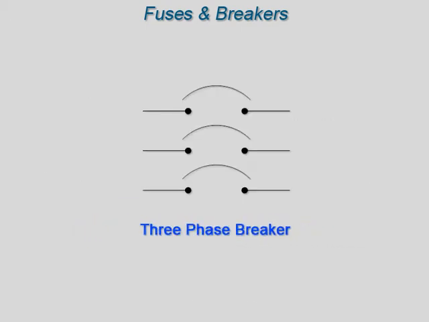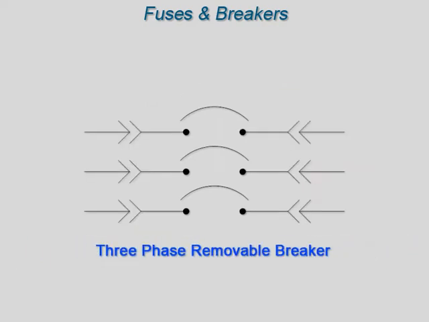When fuses, breakers, or switches are used in three-phase systems, the three-phase symbol combines the single-phase symbol in triplicate, as shown here. This shows the symbol for a removable breaker, which is a standard breaker symbol placed between a set of chevrons. The chevrons represent the point at which the breaker disconnects from the circuit when removed.